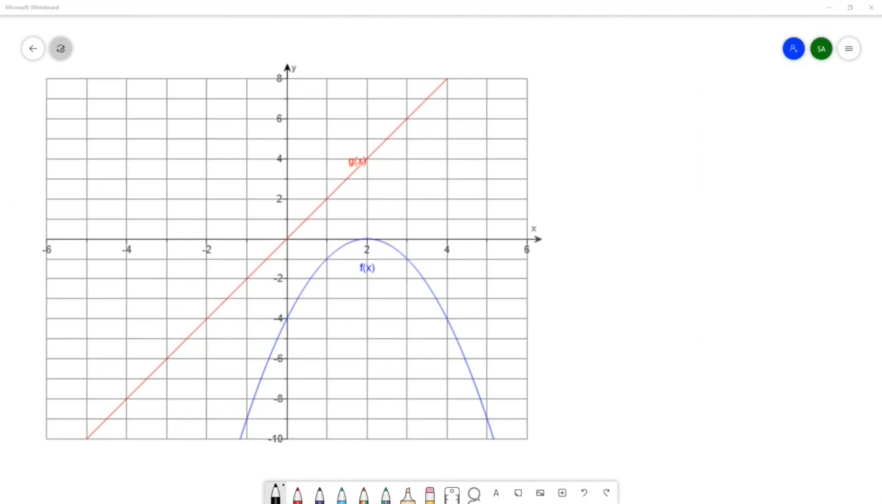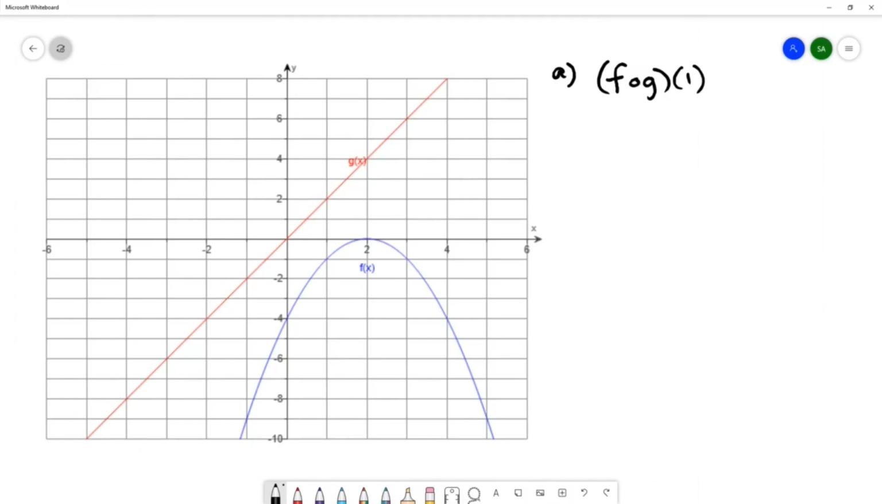So for this question, we're given two equations on the same graph. This one in red that's a straight line is labeled as g of x, and this parabola, which is a curve, is labeled as f of x. And we have a few questions related to this graph. The first one, part A, is f composed with g of 1. And we're going to use the graph to answer this question.